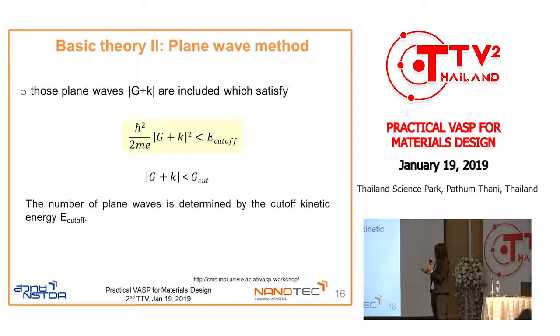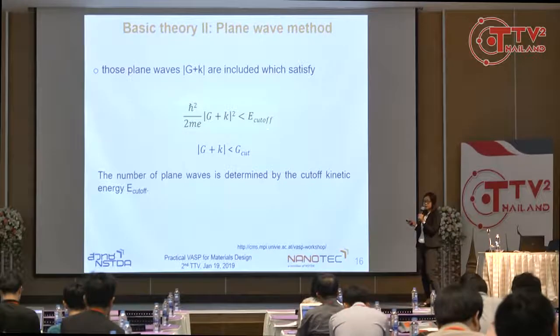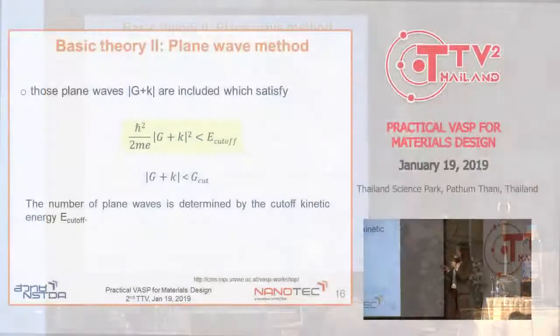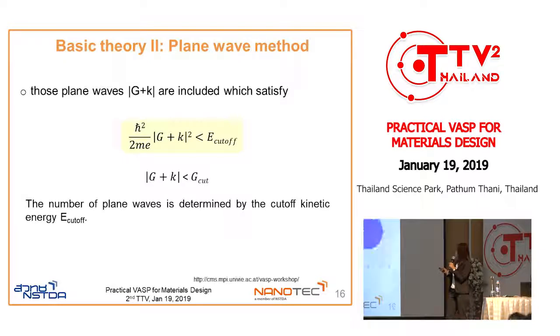So this one is the important keyword that you need to know, the cutoff energy. This is the maximum kinetic energy used to specify the plane waves that are allowed in the calculation. So if a plane wave has higher kinetic energy than this value, it won't be included in the calculation. So in reciprocal space, it will show as the cutoff vector, the G vector.